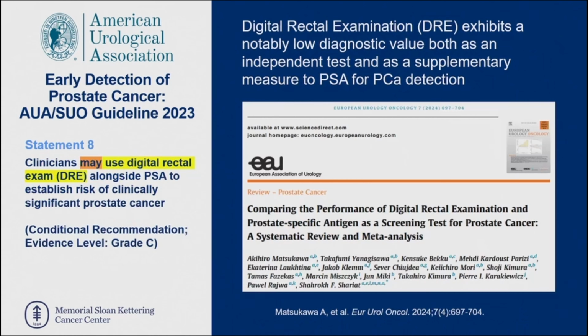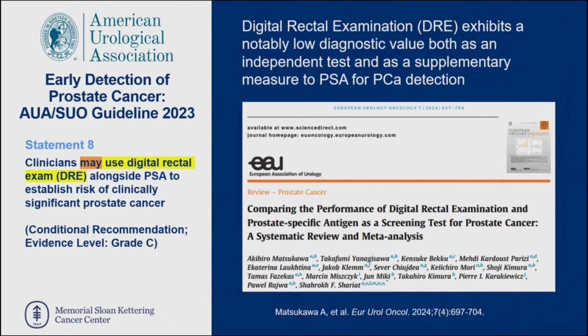What about DRE? I don't know how many of you still do DRE for screening in your practices? About 50-50? Yeah, this is exactly how it is. And I don't think that's wrong. So we say that clinicians may use DRE based on preference. Some patients want it, and it's a very simple test. So it can definitely be done.